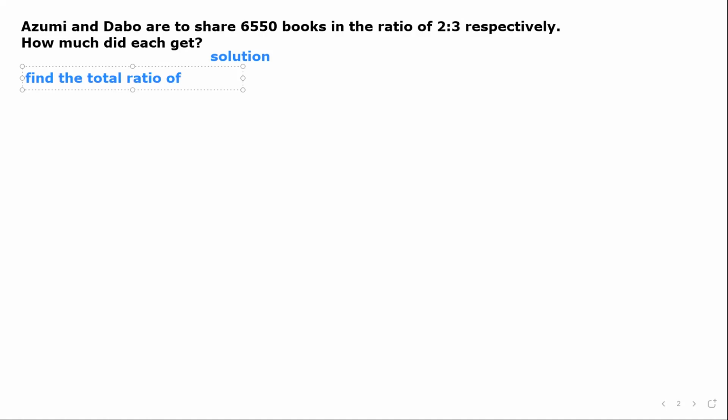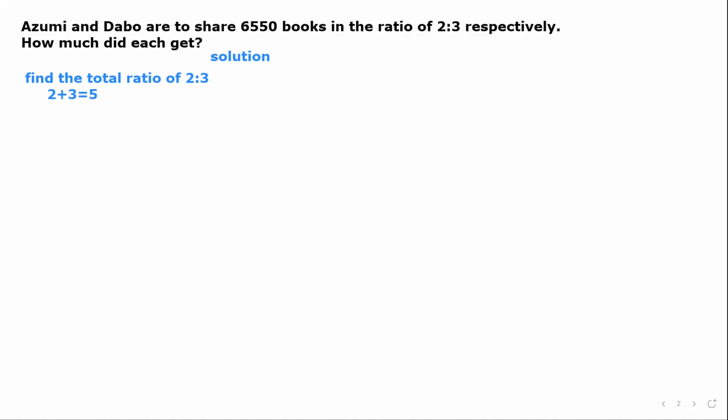Of 2, 3, and that one is 2 plus 3 equal to 5. This is equal to 5, and that is our total ratio.